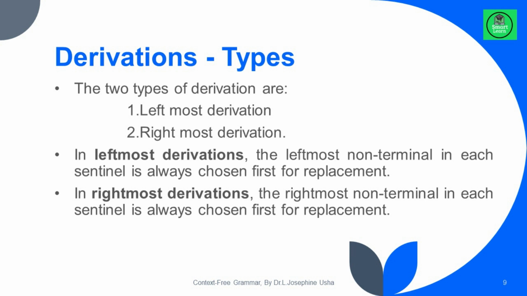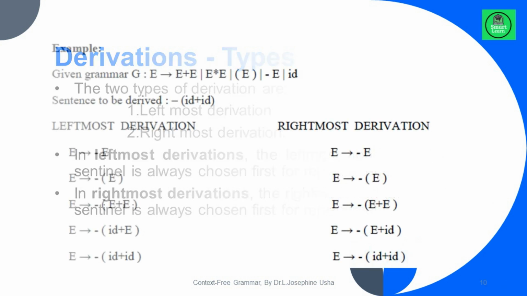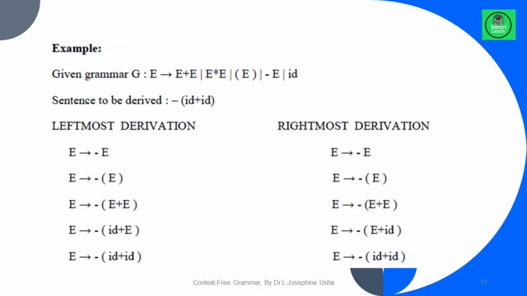In case of rightmost derivation, what you do is you have to replace the rightmost non-terminal by its production. At each time in the derivation, you have to replace the rightmost non-terminal by its production. So this is the difference between the leftmost derivation as well as the rightmost derivation. Next we have to see one example of leftmost derivation as well as the rightmost derivation.